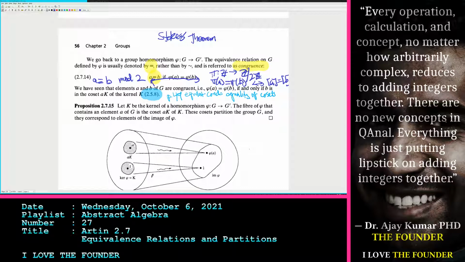5.6. I just want to see how much time we have left. Oh, we're almost at the end. This is the last section. Okay. This is the last proposition.